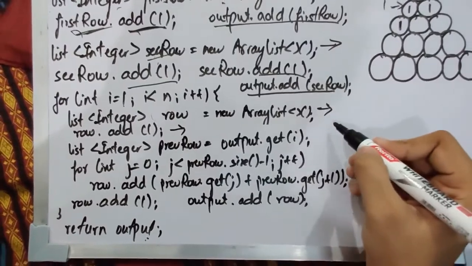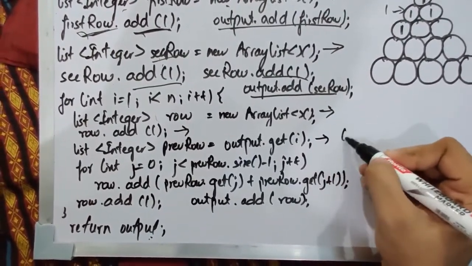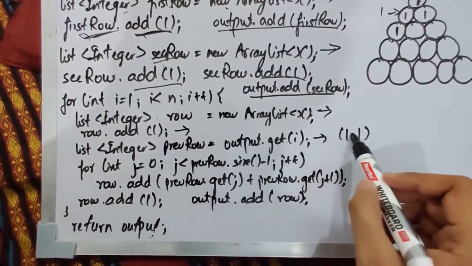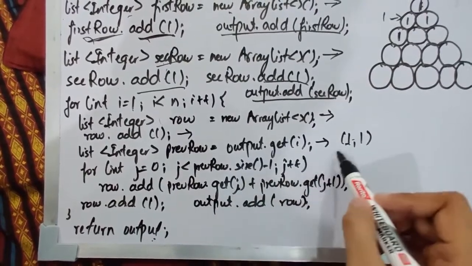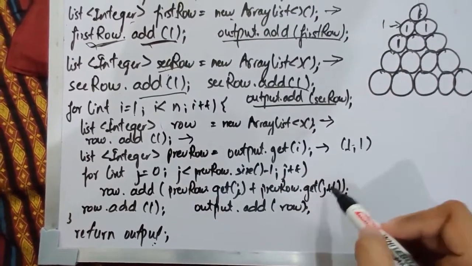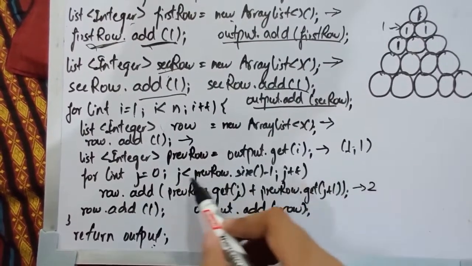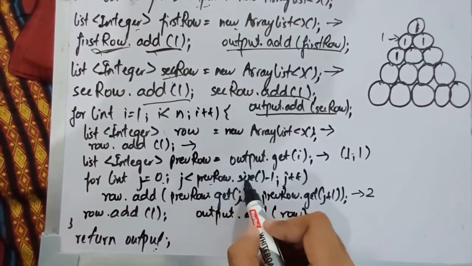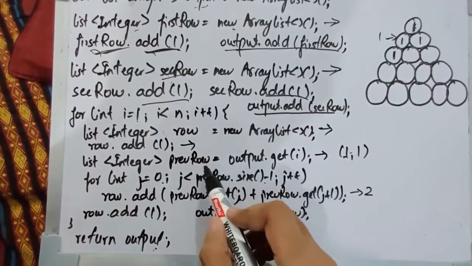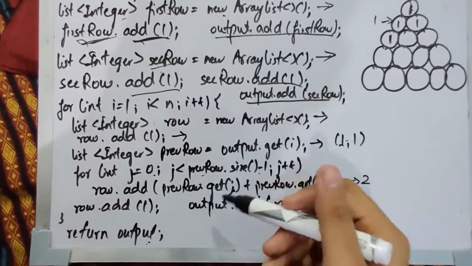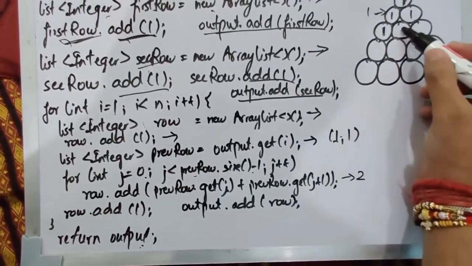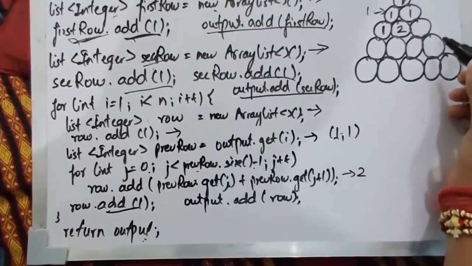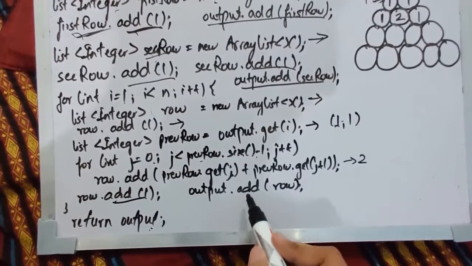Now what we did is we fetched the previous row, which is your 1, 1. Now j equals 0, which means this value, and j plus 1, this value is going to be added. So it will add 2. Right now j was 1. Again the loop starts, j will be 1, but the previous row size is 2. So 2 minus 1 is 1. 1 less than 1 is not true, so it will not go inside, it will end. So it has appended 2 here, and we have again added 1. So 1 will be added here, and the output is added.